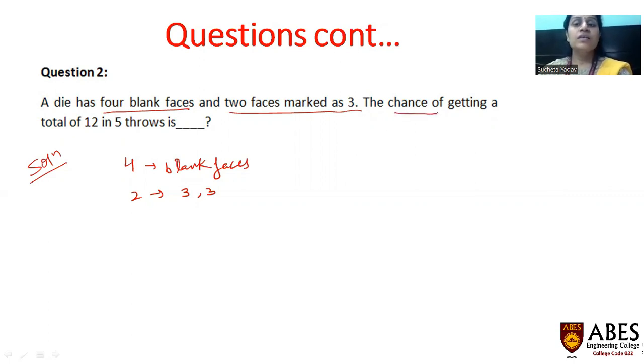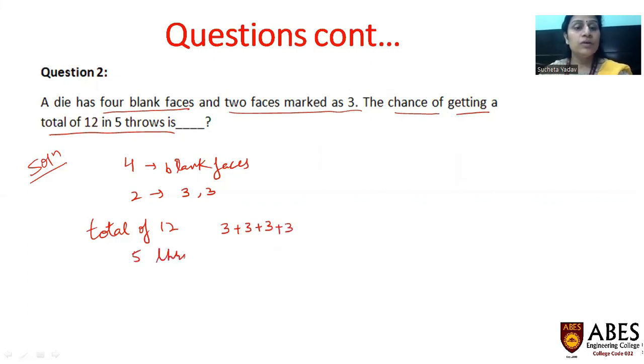Now, asking you to find the chance, we can say the probability of getting a total of 12 in 5 throws. Now, how can we get a total of 12? Since we know it is given that this die is having 2 faces marked as 3, to get a total of 12, I need 3 how many times? 4 times. That means out of the 5 throws, I need 4 times it should be a face marked 3. That means 4 successes we want out of 5 throws.